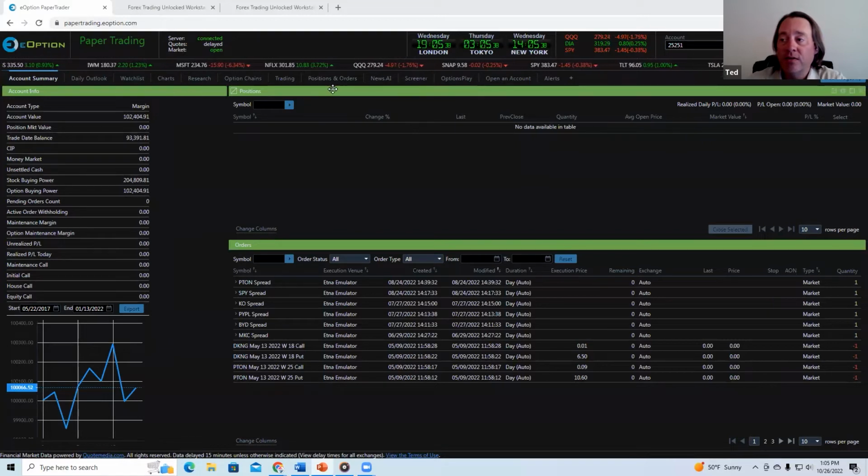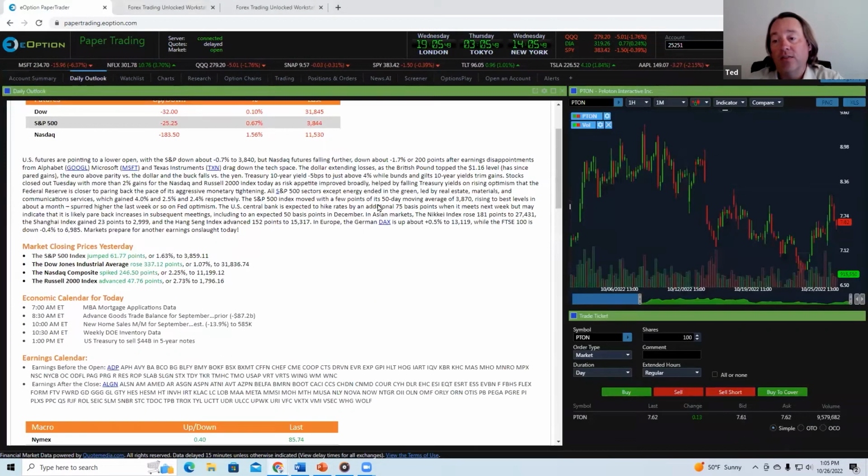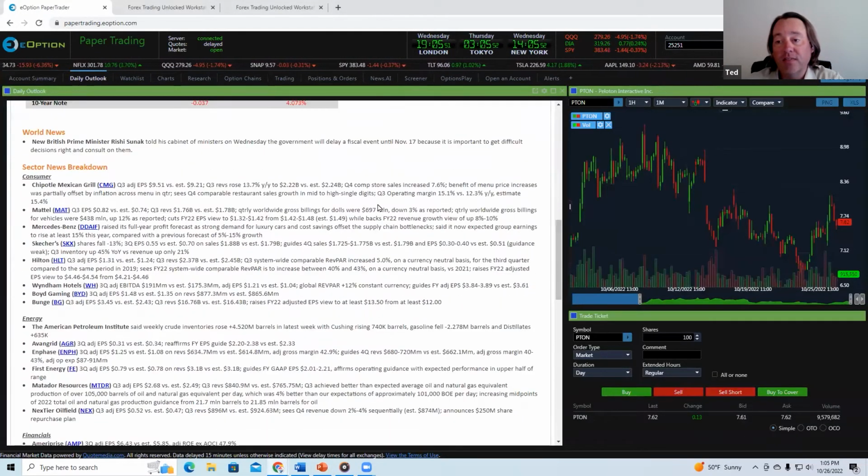There's a screener and a couple other things on here that we're not going to get to, but we are going to use the positions and orders, the trading, the options chain, and also the daily outlook. We're going to start with the daily outlook to pick a stock or two from this little list.